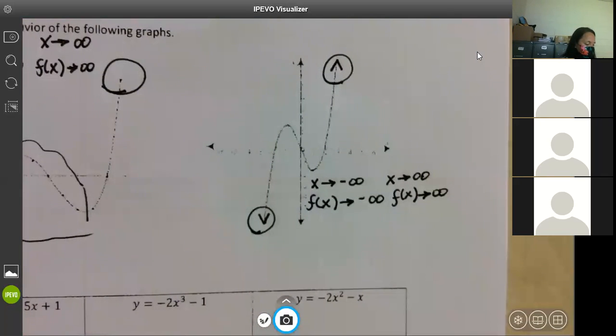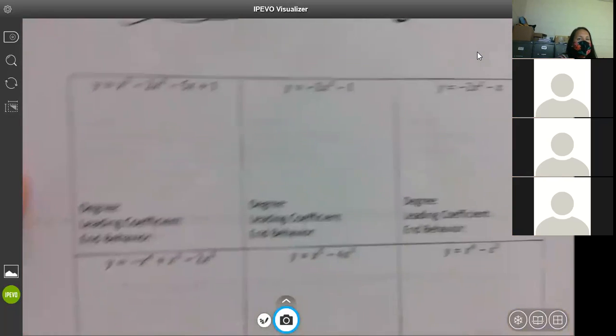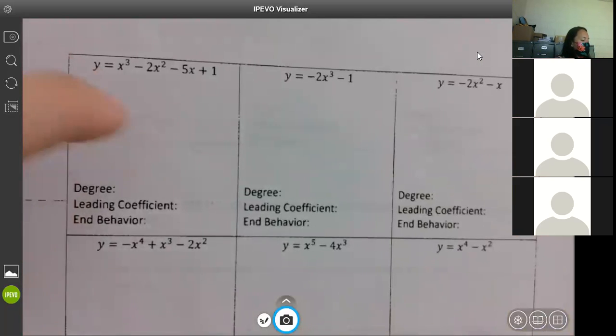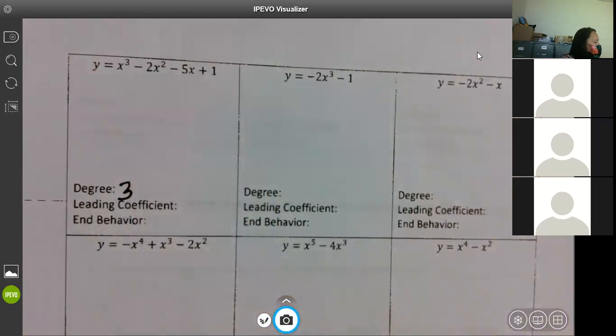Okay. All right. So then this next chart kind of puts everything that we've talked about today in perspective, okay? It puts it all in one question. So if we look at the first one, it says, please list the degree, the leading coefficient, the end behavior. The end behavior I'm going to put up here, okay? What is the degree? Remember, the degree is the highest power. What's the degree? 3. What's your leading coefficient? 1.